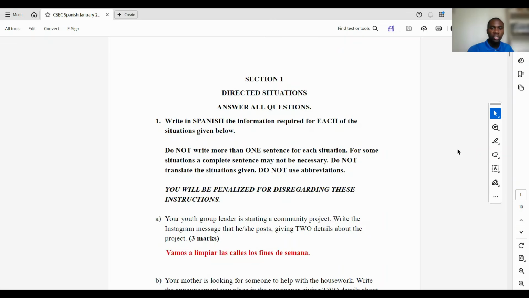Today we are going to review the CSEC Spanish January 2025 paper 2. Okay, so let's share my screen and get right into it. All right, so section 1. As you know, the directed situations, and let's go.